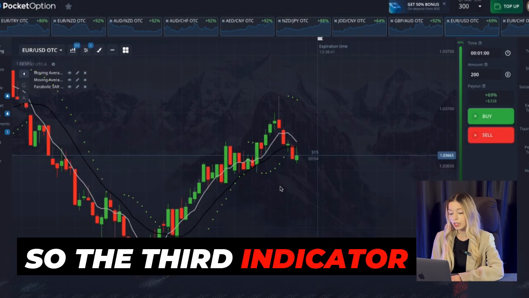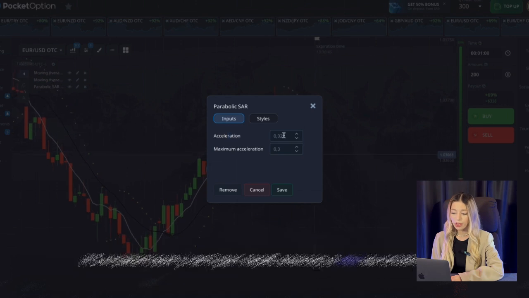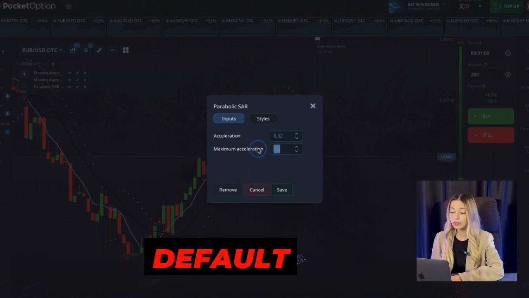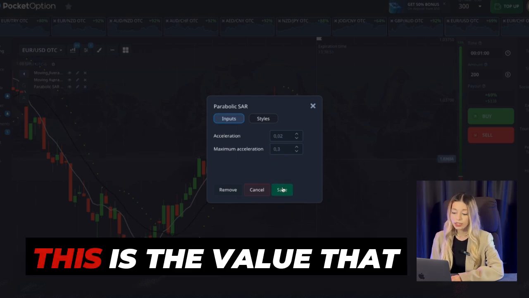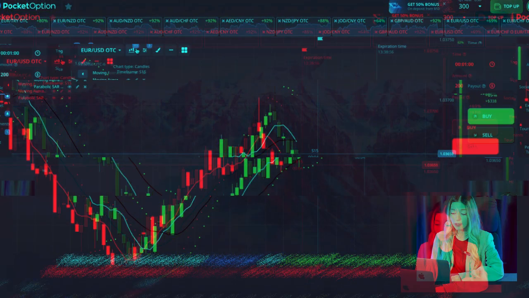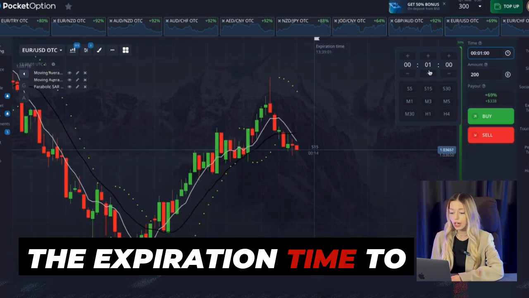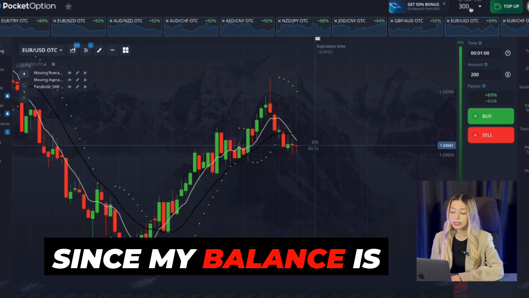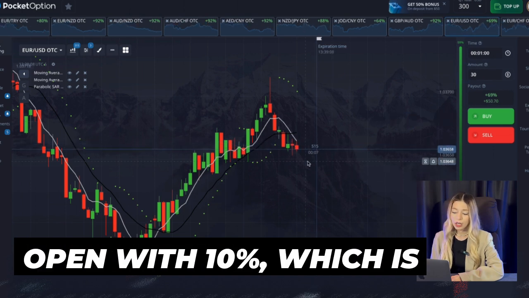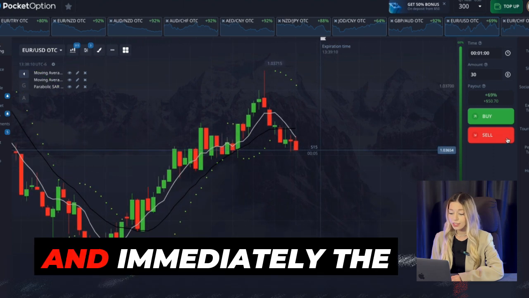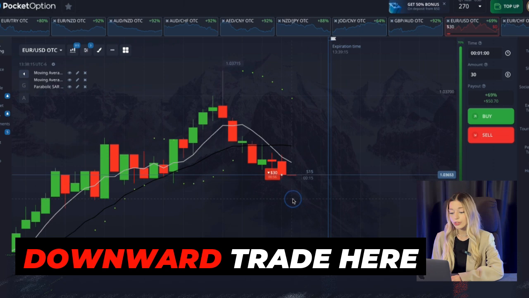So the third indicator will be Parabolic SAR, and for it we'll leave acceleration as the default and set the maximum acceleration to 0.3. This is the value that suits us. Done. Now we set the 15-second time frame and the expiration time to 1 minute. Since my balance is currently $300, I will open with 10%, which is $30, and immediately the market situation looks good, so I will go for a downward trade here.